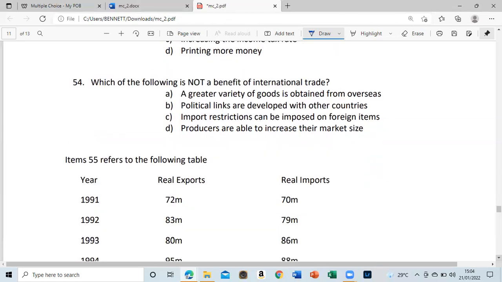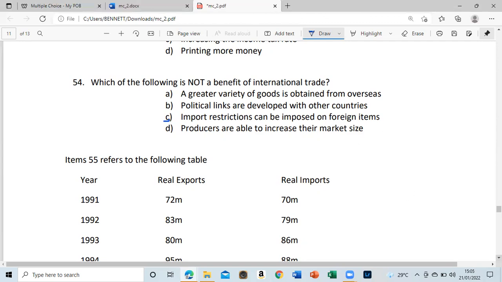So we're on 54, which I think is not a benefit of international trade? Is it A, a greater variety of goods is obtained from overseas? B, political links are developed with other countries. C, import restrictions can be imposed on foreign items. D, producers are able to increase their market size. And I'm going to go with C, import restrictions can be imposed on foreign items.